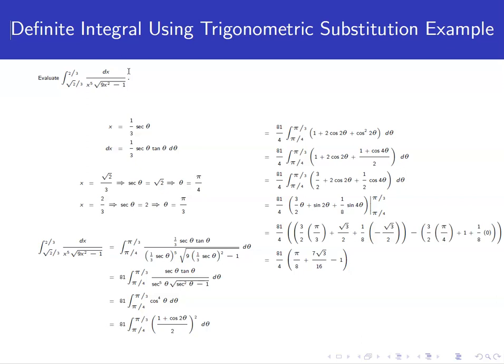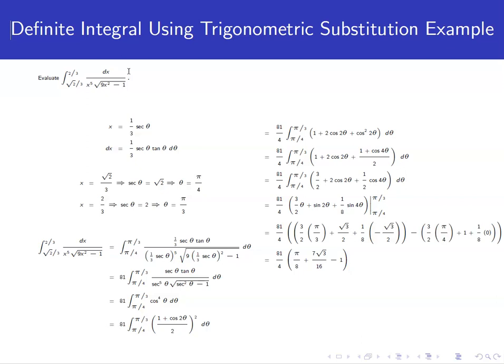So if x is equal to root 2 over 3, then 1/3 secant theta would be root 2 over 3, or secant theta is equal to root 2. Secant theta is equal to root 2 when theta is pi over 4. If x is equal to 2/3, that gives us secant theta is equal to 2, and that happens exactly when theta is equal to pi over 3.